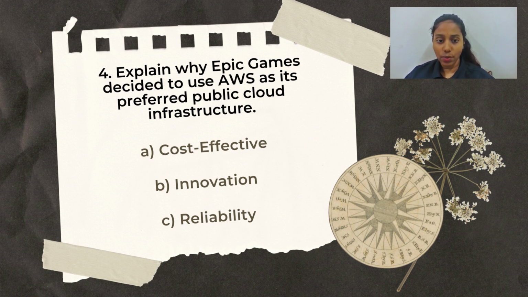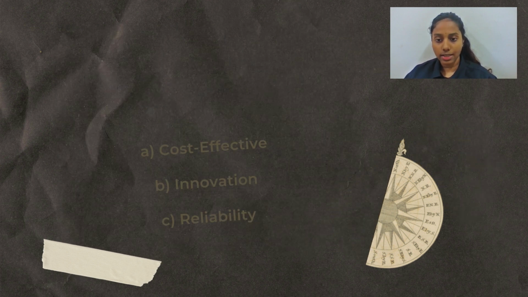The second one is innovation. AWS provides a rich set of services and tools that enable Epic Games to innovate and bring new features to its game quickly. AWS's ongoing investment in new services and features also ensures that Epic Games has access to the latest technology. The third is reliability. The fact that AWS has a track record of providing dependable and highly available technology is crucial for Epic Games, because any disruption or downtime can result in disgruntled players and a loss of sales.